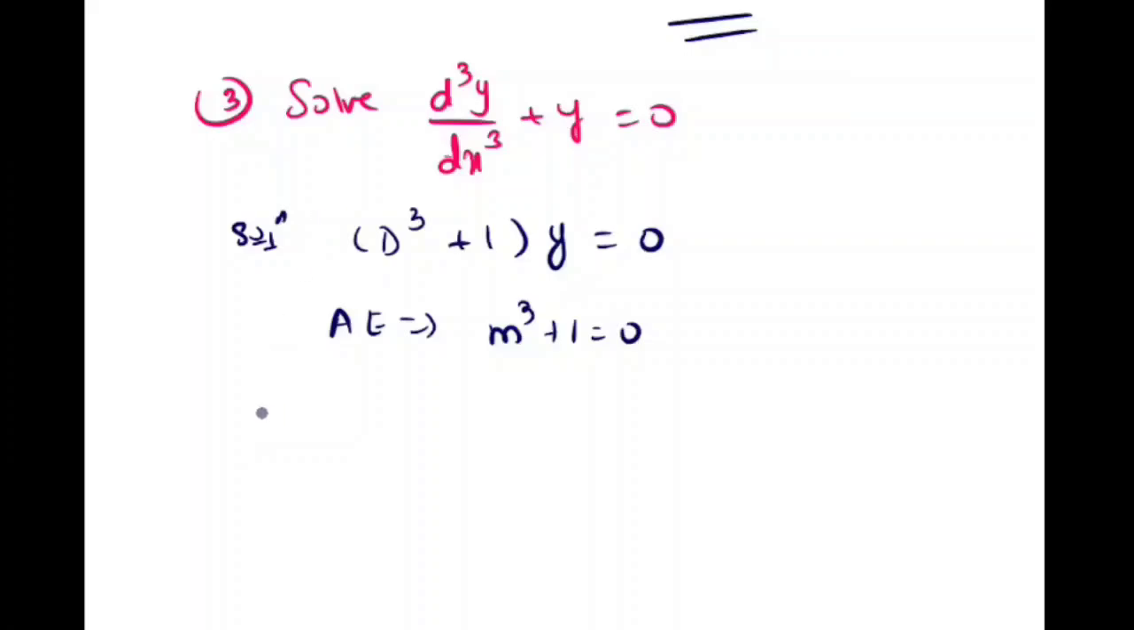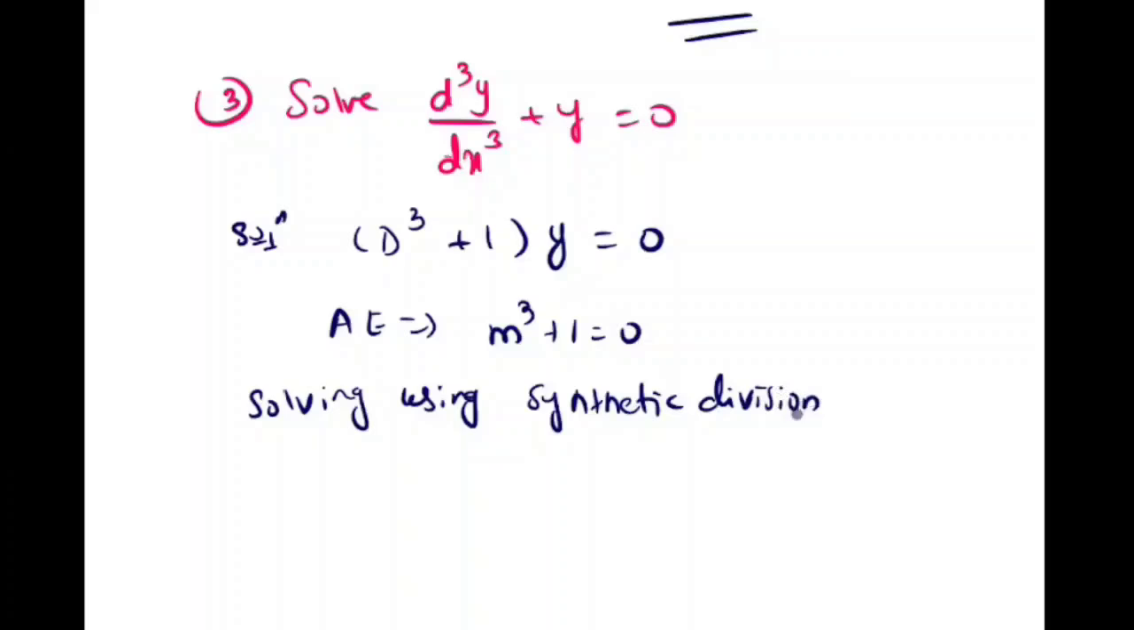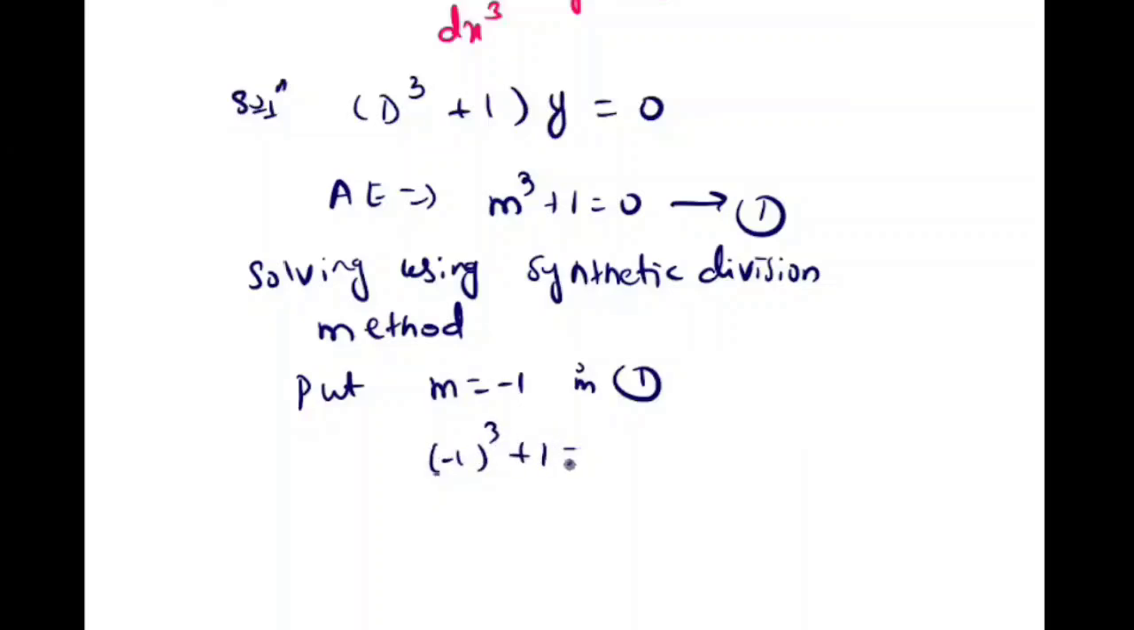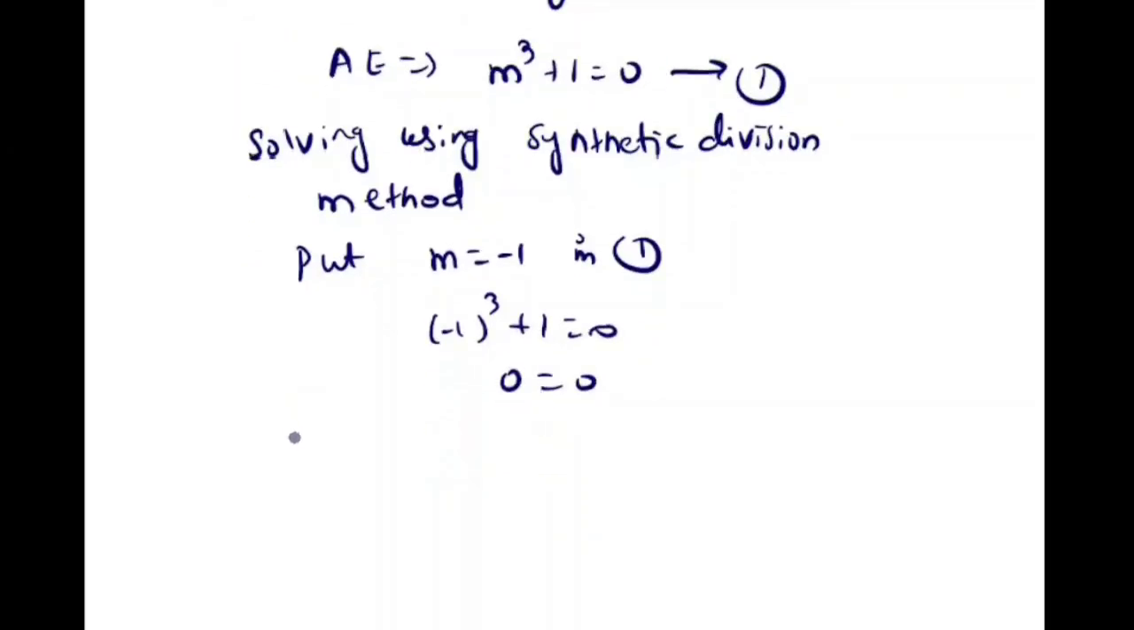Okay, solving using synthetic division only. Synthetic division method. Okay, so how to solve? First, we need to put a value in this equation number 1. So if it is plus 1 instance, you need minus 1 here. So what will we substitute? Put m is equals to minus 1 in equation number 1. It becomes minus 1 whole cube plus 1 is equals to 0. So this will be 0 is equals to 0 because minus 1 cube is minus 1. So therefore m is equals to minus 1 is your first root.